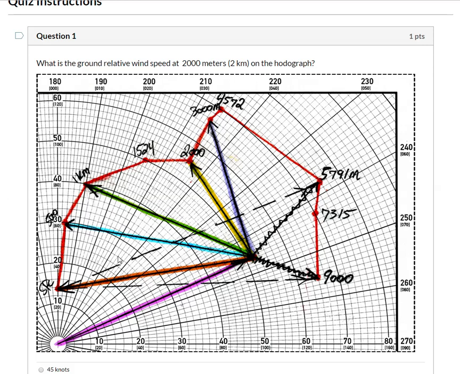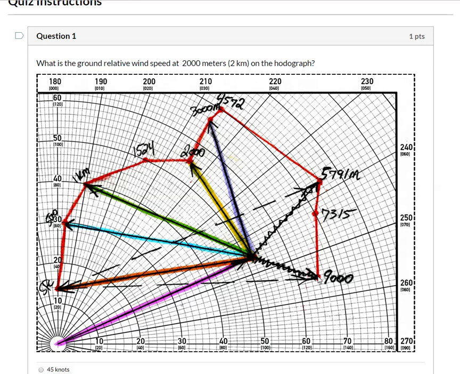Okay, I'll give you another example. Let's find the ground relative wind at 9 kilometers, or 9,000 meters. Right here, we'll go back to the origin and we'll trace up. And it looks like it's directly midway between the 250 and the 260 degrees markers. So it's 255 degrees is the ground relative wind direction.